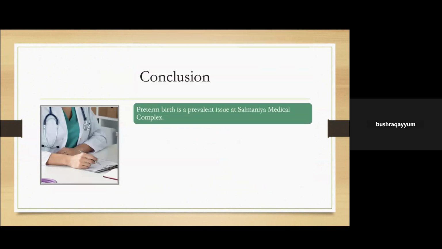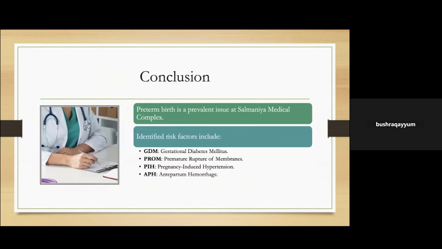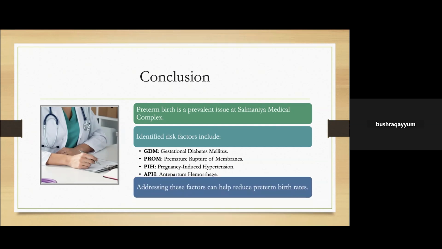So the conclusion now: preterm birth is a prevalent issue at Salmaniya Medical Complex. Identified risk factors include gestational diabetes mellitus, premature rupture of membranes, pregnancy-induced hypertension, preeclampsia, antepartum hemorrhage. After the study, we came to a conclusion that addressing these factors, diagnosing, properly treating, managing these conditions can reduce the risk of preterm birth in future.